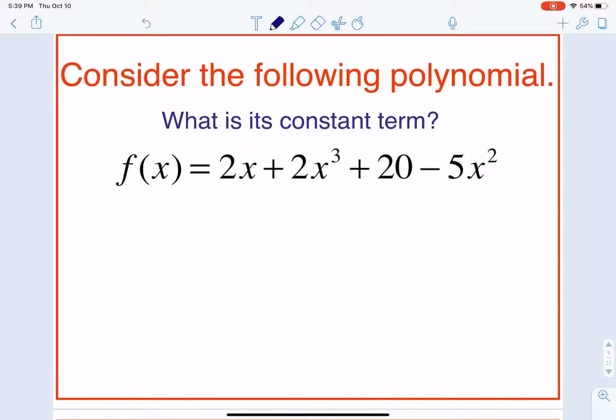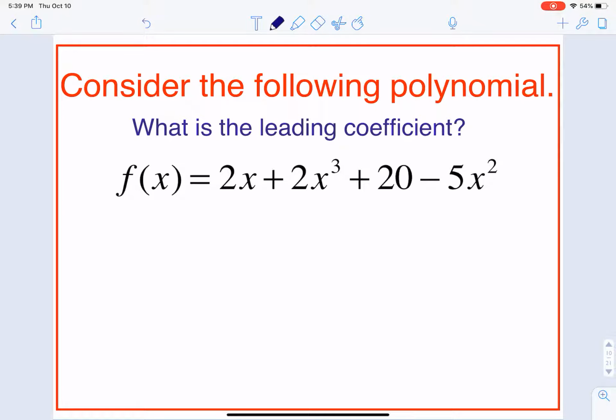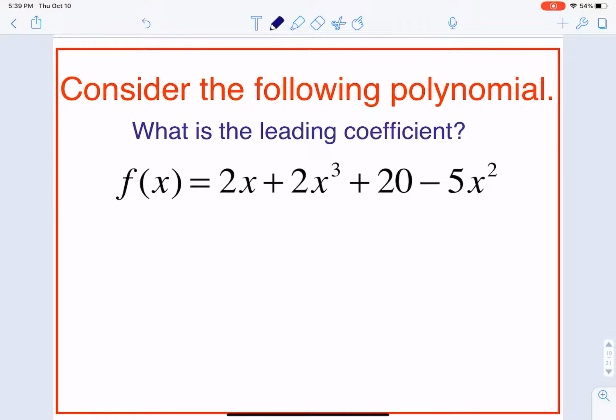What is its constant term? The constant term is the term that is paired with no variable. So I'm looking at this 20 right here. 20 is the constant term of this polynomial. What is the lead coefficient? The lead coefficient of this polynomial is going to be the coefficient that is paired with the largest degree. So here I'm looking at this 2 right here.